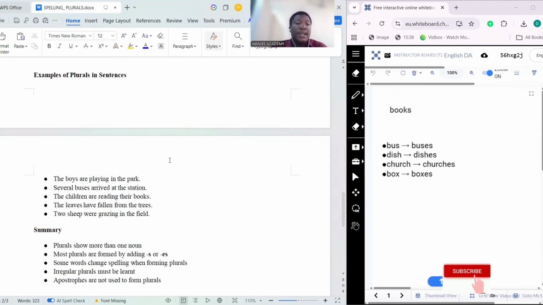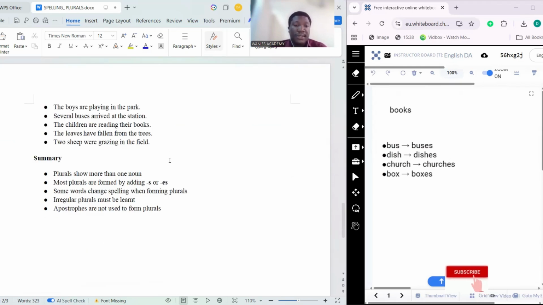And for summary, plurals show more than one noun. Most plurals are formed by adding S or ES. Some words change spelling when forming plurals. Irregular plurals must be learned. Apostrophes are not used to form plurals. And with that being said, we've come to the end of our lesson.